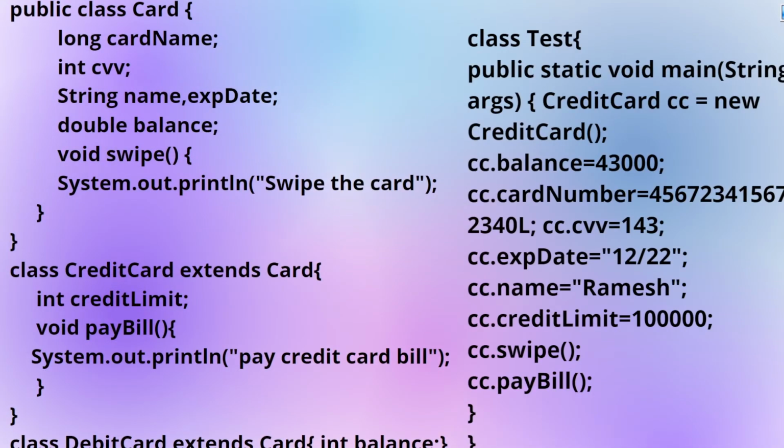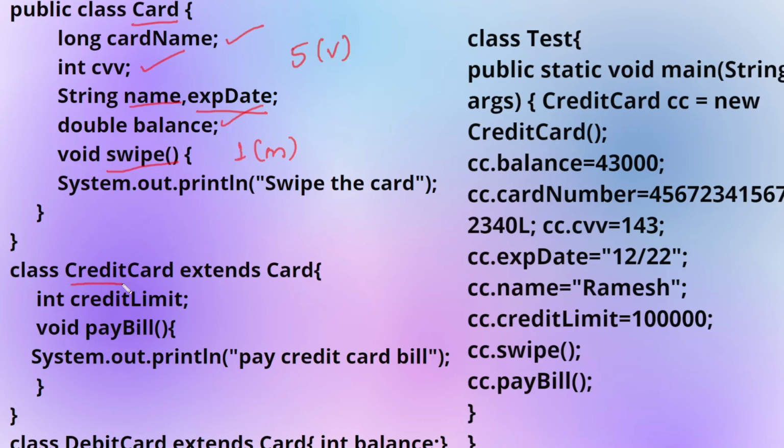Let us see a program here. You have a class Card which has variables card number, CVV, name, expiry date, balance. It has 5 variables and one method, which is called swipe. There are 2 types of cards: one is the credit card and one is the debit card. Credit card is also a card, debit card is also a card. So the generalization is card. We have written a swipe method inside this card.